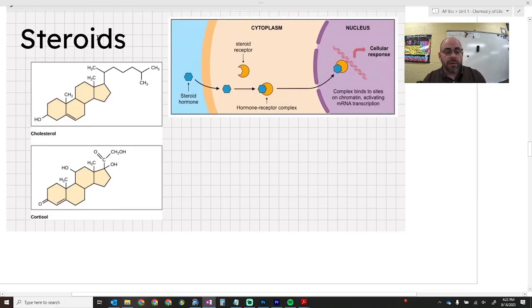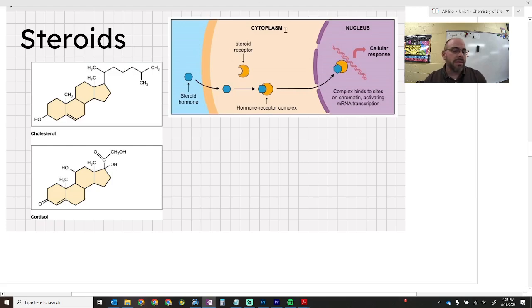So steroids. Steroids are a type of lipid. Interesting thing about steroids. So look here. Steroids are always going to have this sort of ring-like structure, 4 rings, and then some sort of additional thing. What's going to make cholesterol different than cortisol? Well, it's this additional thing because shape determines function, right? Good. And so steroids are chemical messengers.